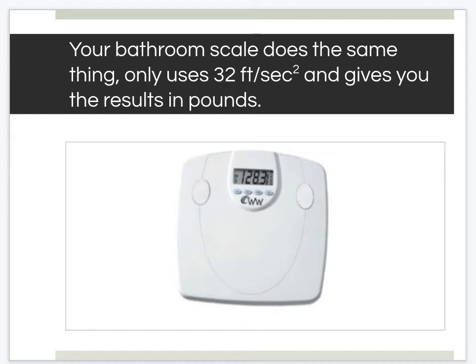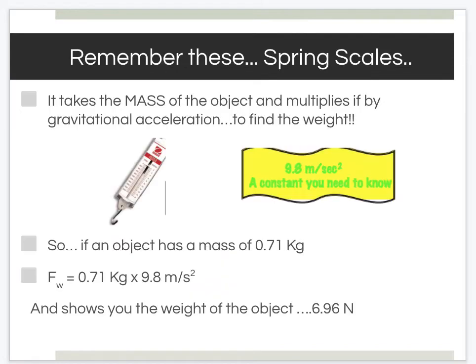Your bathroom scale does the same thing, only it uses 32 feet per second squared and gives you your results in pounds. So generally we do our weight in pounds here, but it could also be done in kilograms.